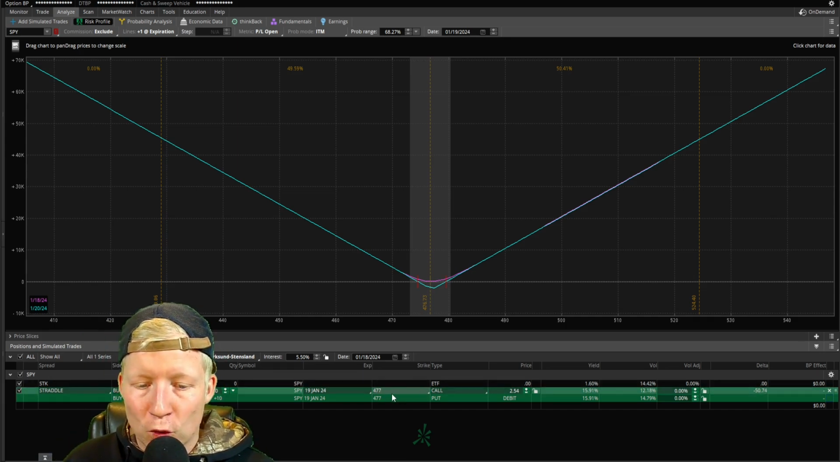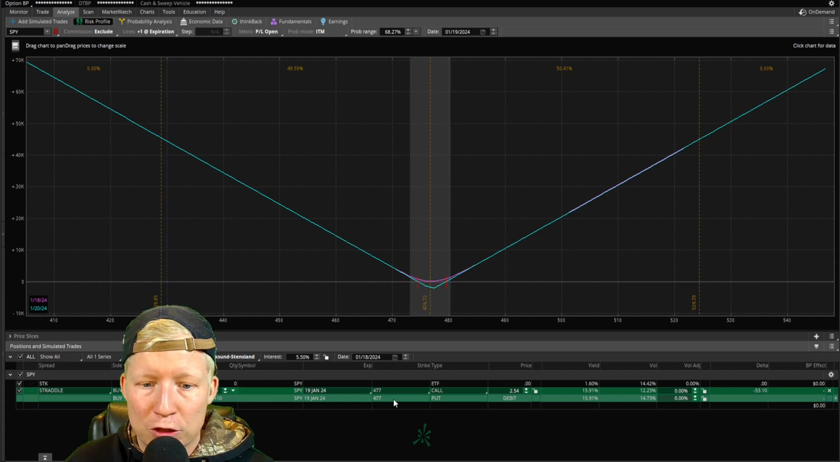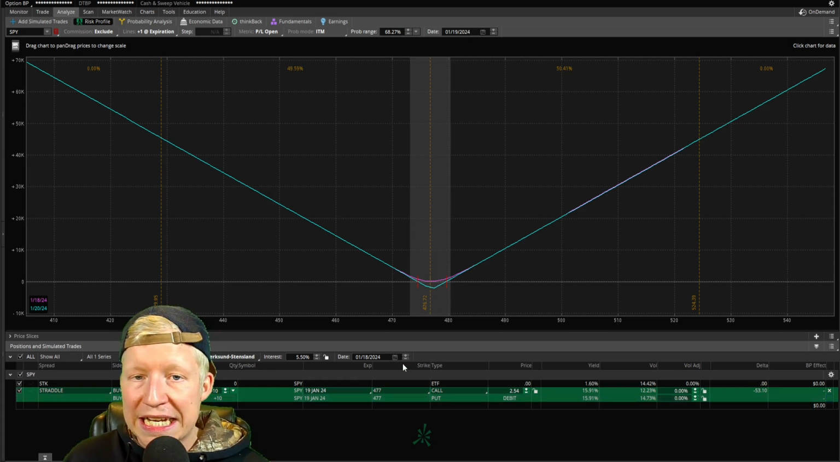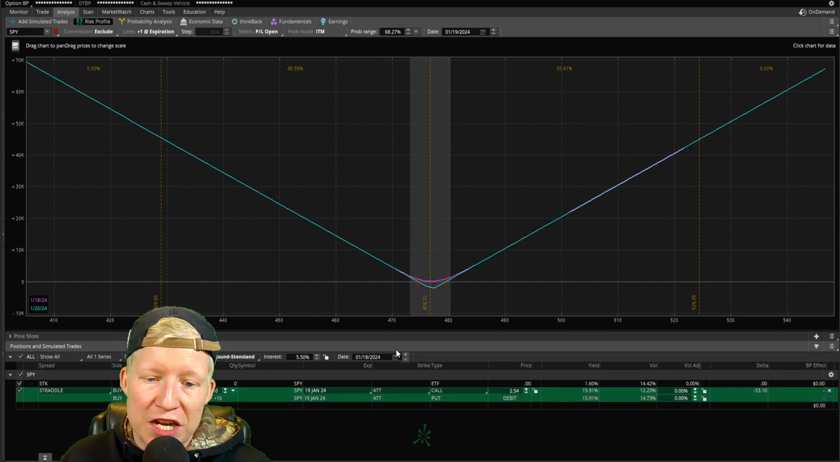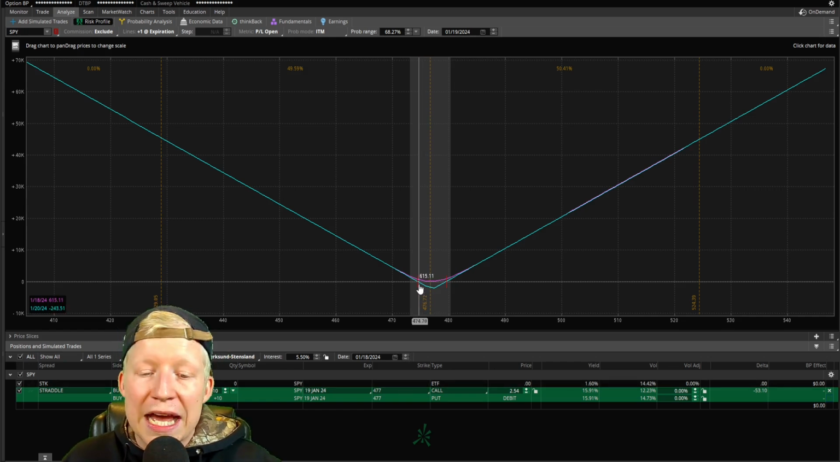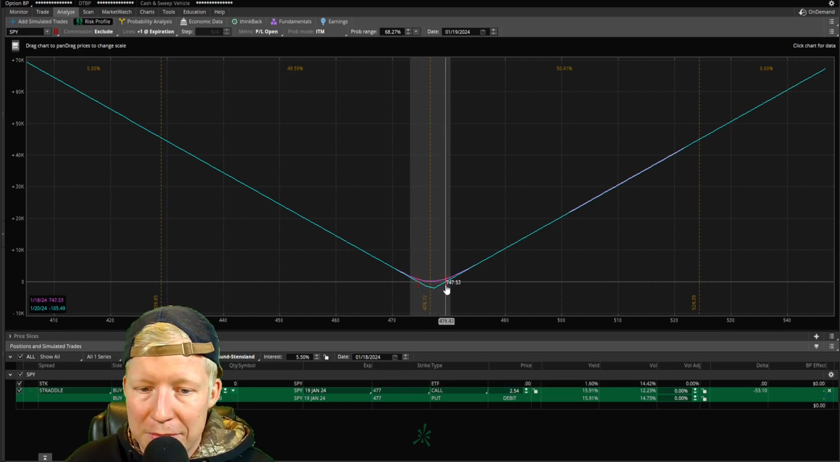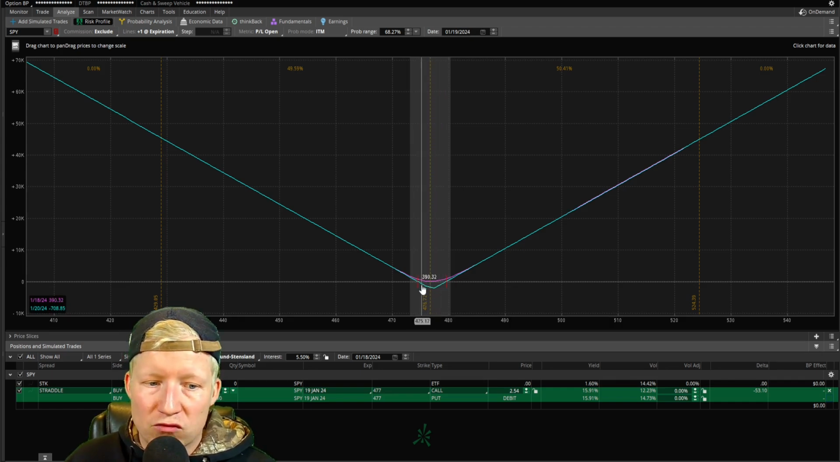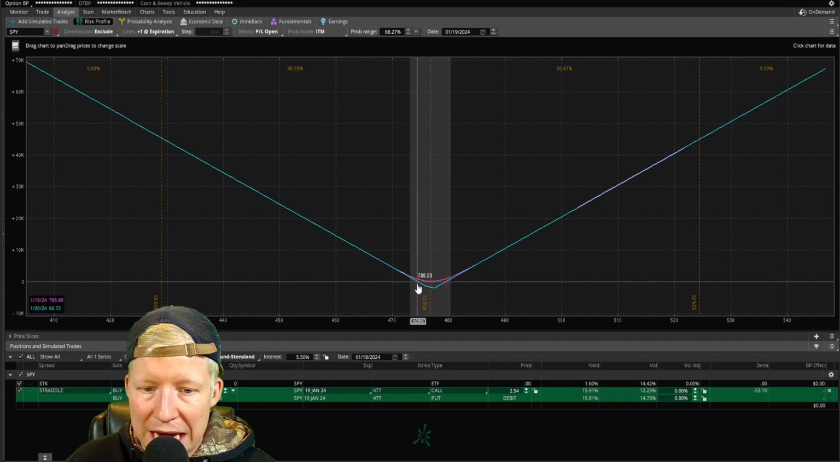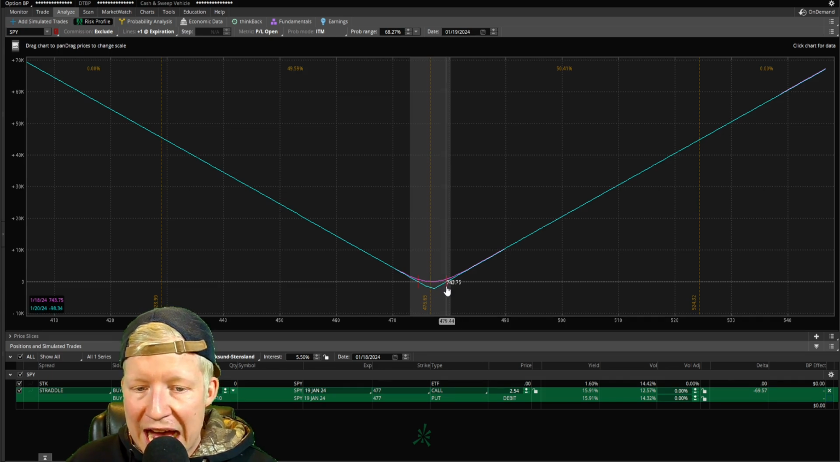I'm buying 477 calls and 477 puts, meaning with a straddle, I need the stock to make a move in either direction to make money. That is represented by these red lines here. These red lines represent where you go from negative to positive. So SPY either has to be below 474.47 or it needs to be above about 479.5. Once it crosses those thresholds, I start to make money rather than lose money, right?